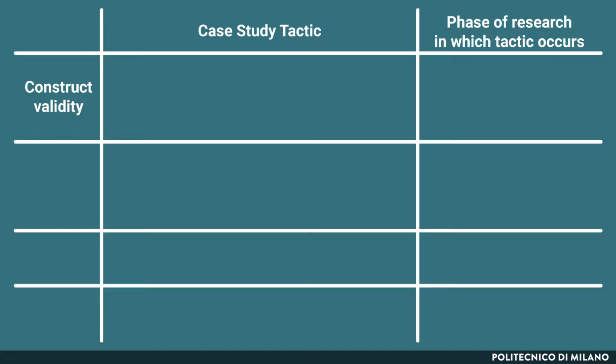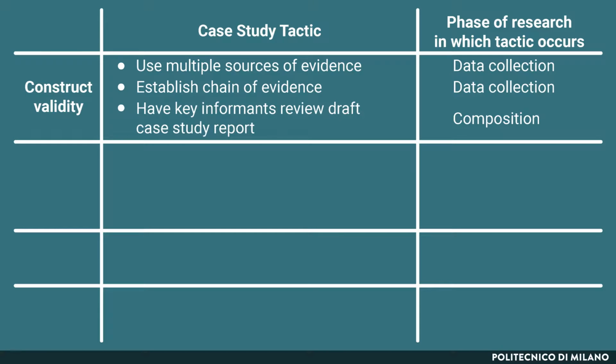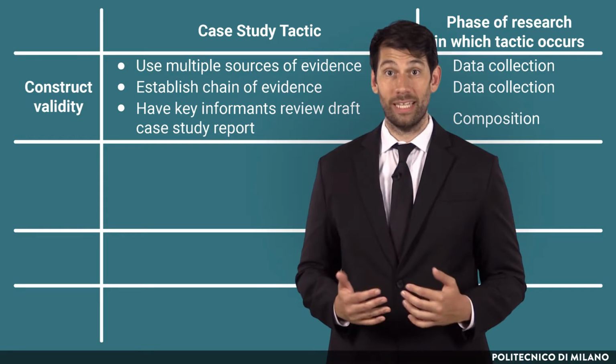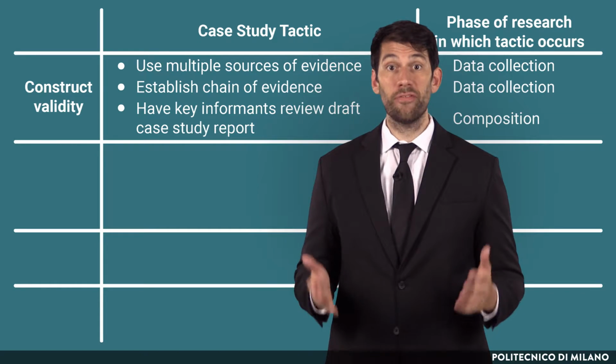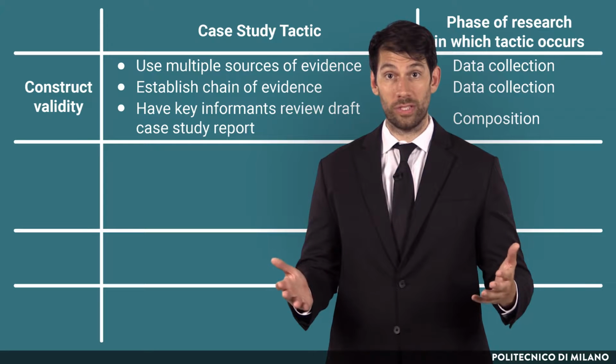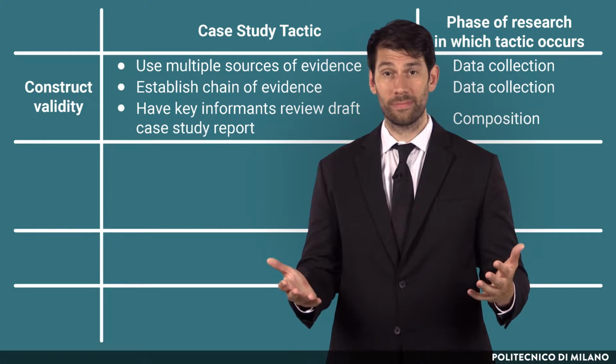This criterion urges the use of multiple sources of evidence and the establishment of a chain of evidence in data collection. In the composition phase, it requires to have key informants to review a draft of the case study report. In other words, construct validity requires the researcher to find an answer for this question: Do you investigate what you claimed?